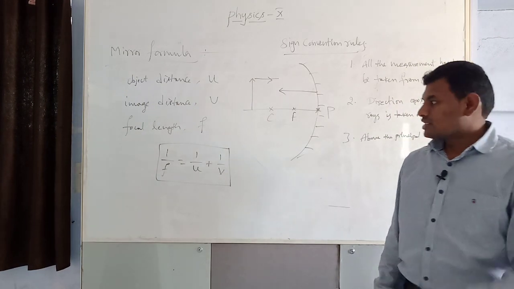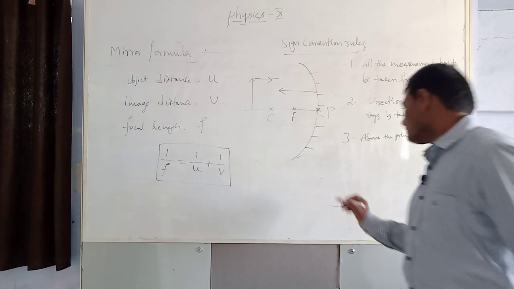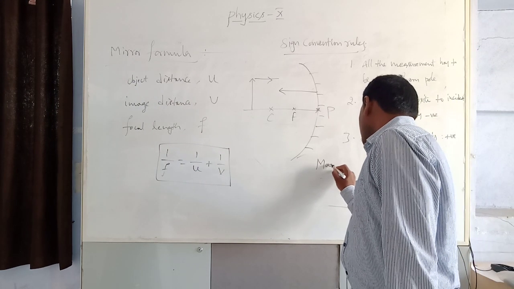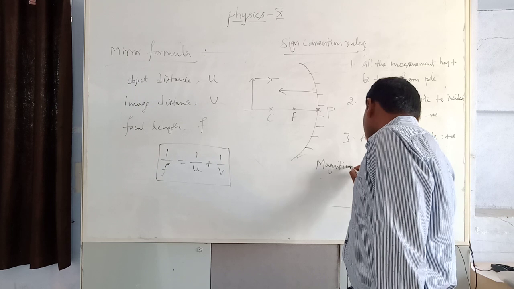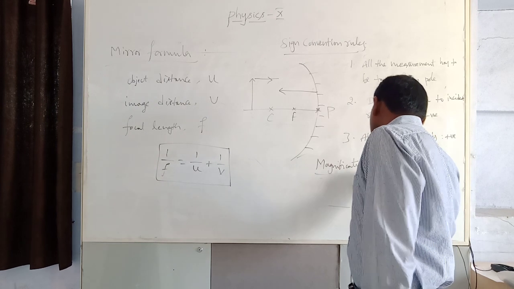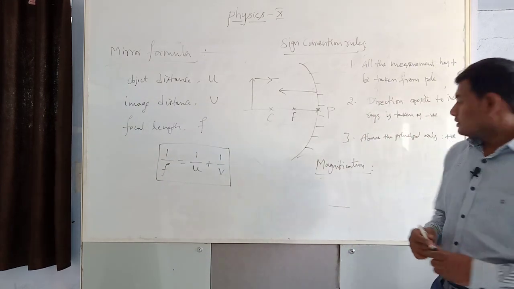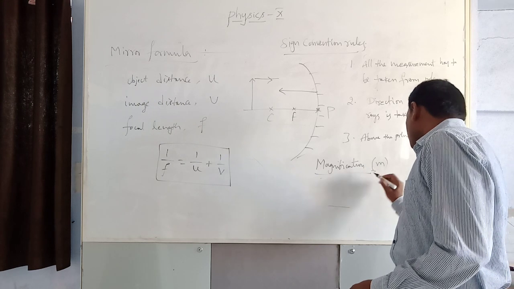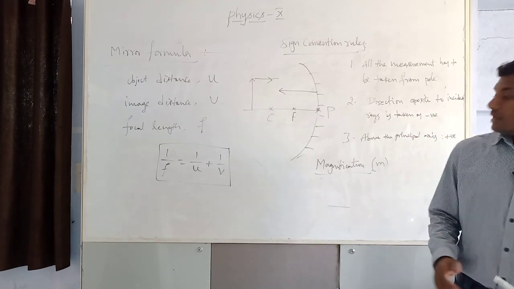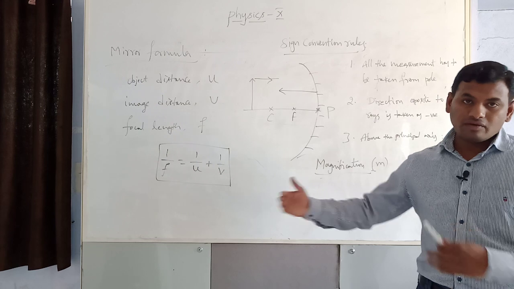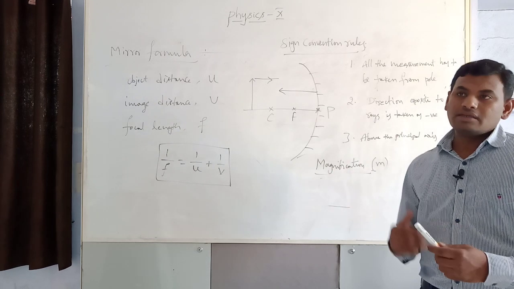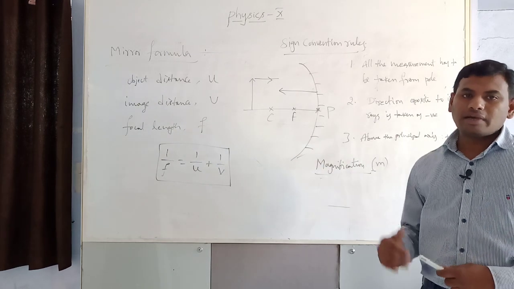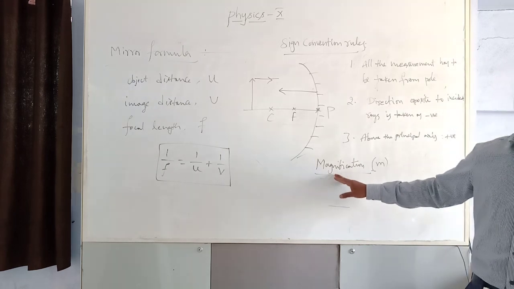And the last topic from this is magnification. Let us see what is magnification and what is the formula for finding magnification. Magnification is denoted with the letter small m. It shows by how much ratio the size of the image or object is increasing or decreasing. That value we call as magnification.